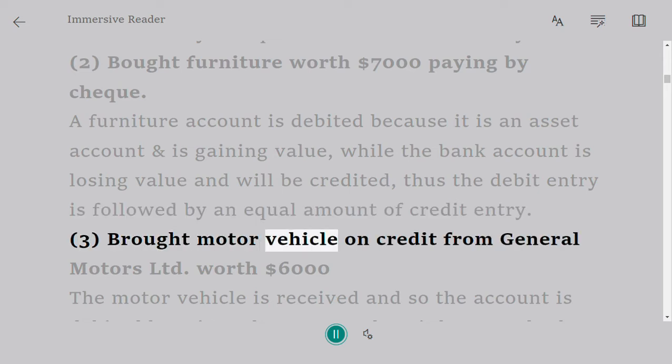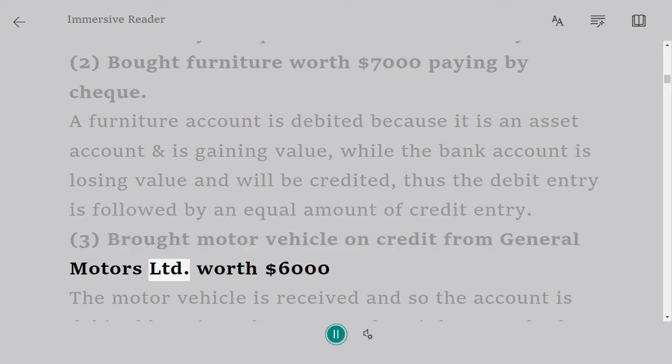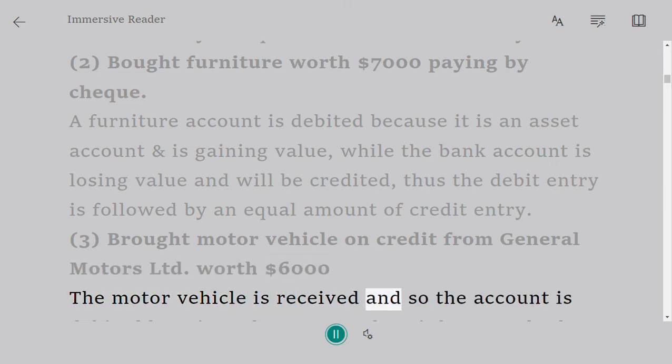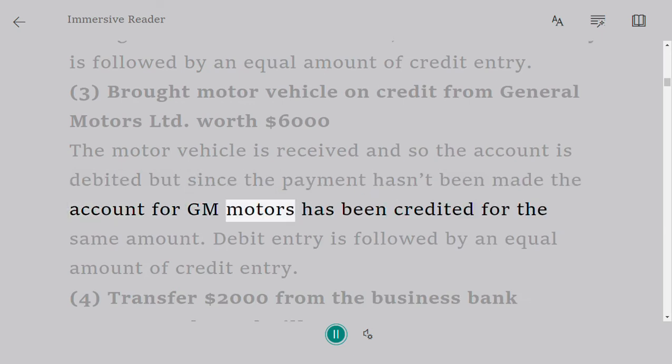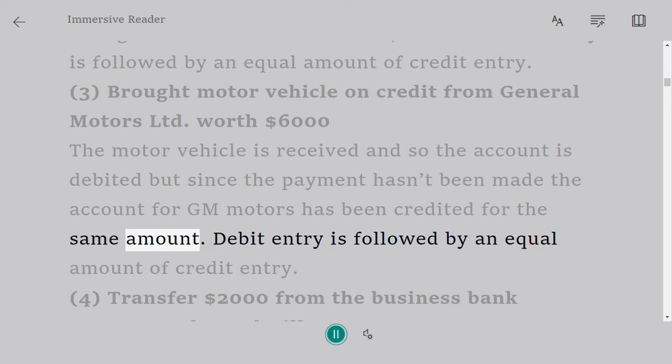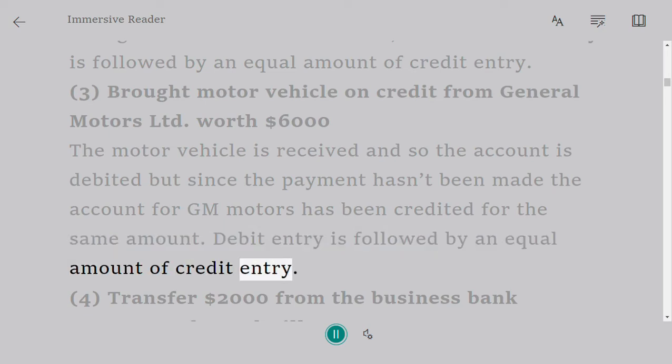3. Bought motor vehicle on credit from General Motors Limited worth $6,000. The motor vehicle is received, and so the account is debited, but since the payment hasn't been made, the account for GM Motors has been credited for the same amount. Debit entry is followed by an equal amount of credit entry.